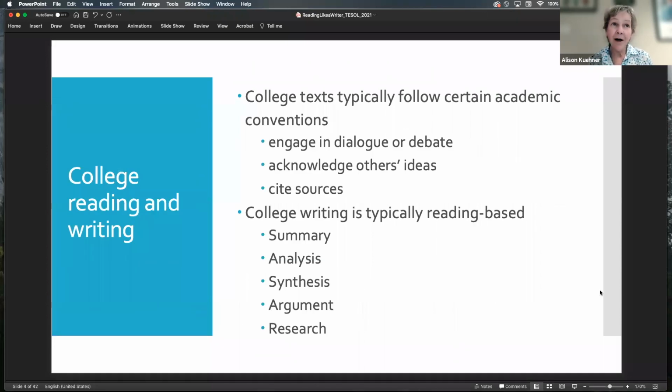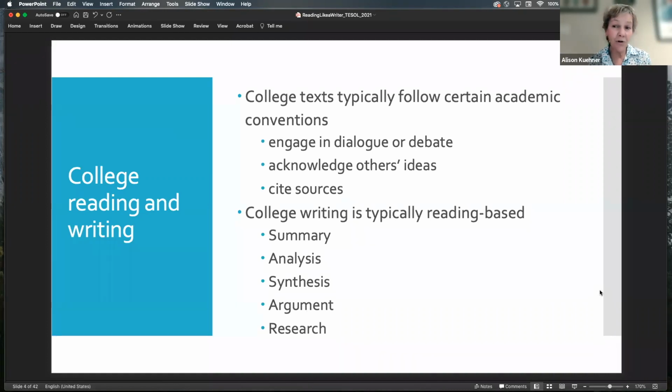Let me talk a little bit about college reading and writing and how they intersect and what the expectations are for students. As you may know, college texts, college level readings tend to follow certain academic conventions. They aren't personal narratives that are written in isolation. They tend to be driven by research, driven by theories, driven by ideas that already exist in a field. And so authors are stepping in to engage in a debate or a dialogue. And the expectations are that they will acknowledge other people's ideas and give credit to them.